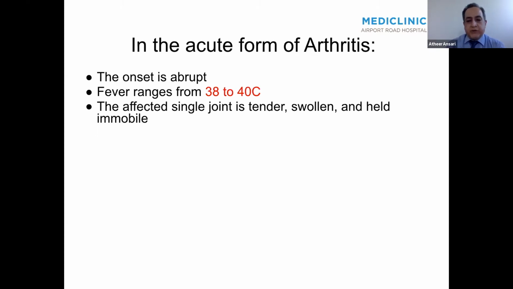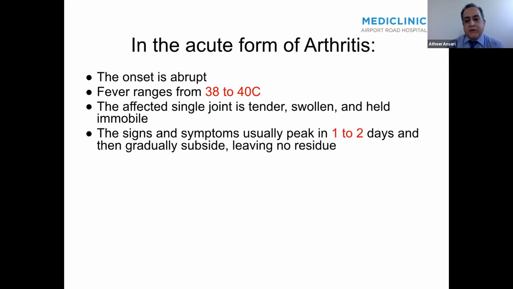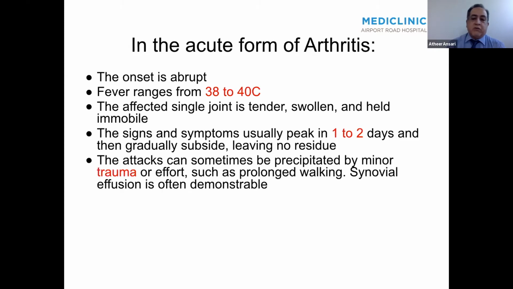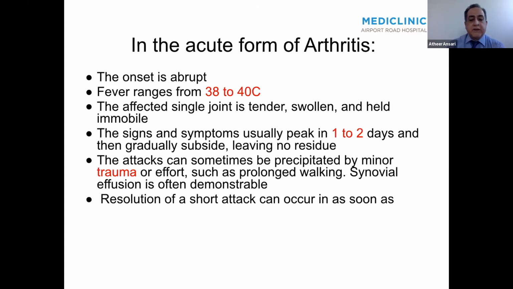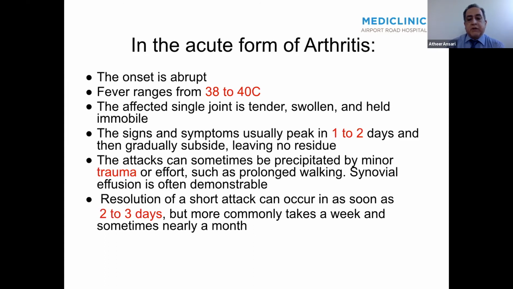Usually single joint, occasionally oligoarthritis, usually lasts only a couple of days, sometimes triggered by trauma or a twist, which is an environmental trigger factor. And this is like one of the attacks that could happen, like acute ankle joint monoarthritis of FMF nature.